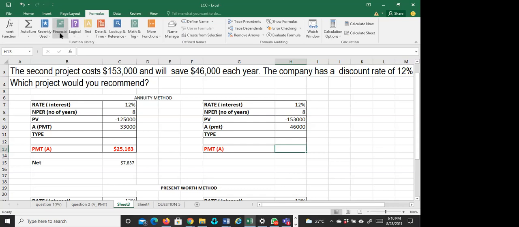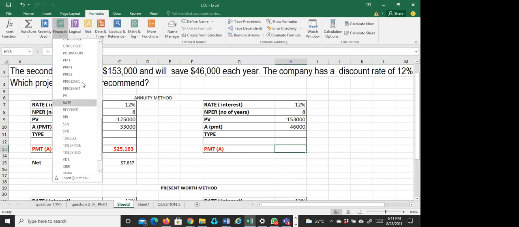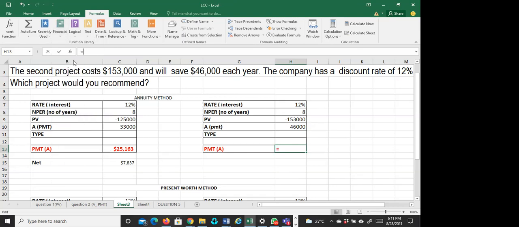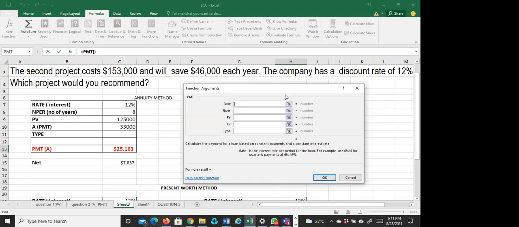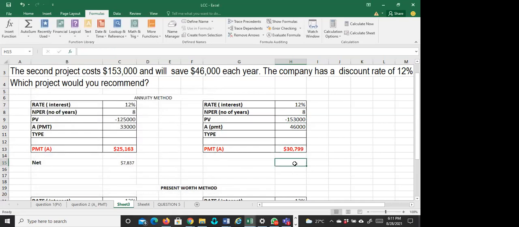I go to my Formulas, I go to my Financials, I'll look for PMT. The rate is 12. The number of years, 8. The PV is minus 53. And this is it. Then if I now come here, I will say the net is now this minus this.